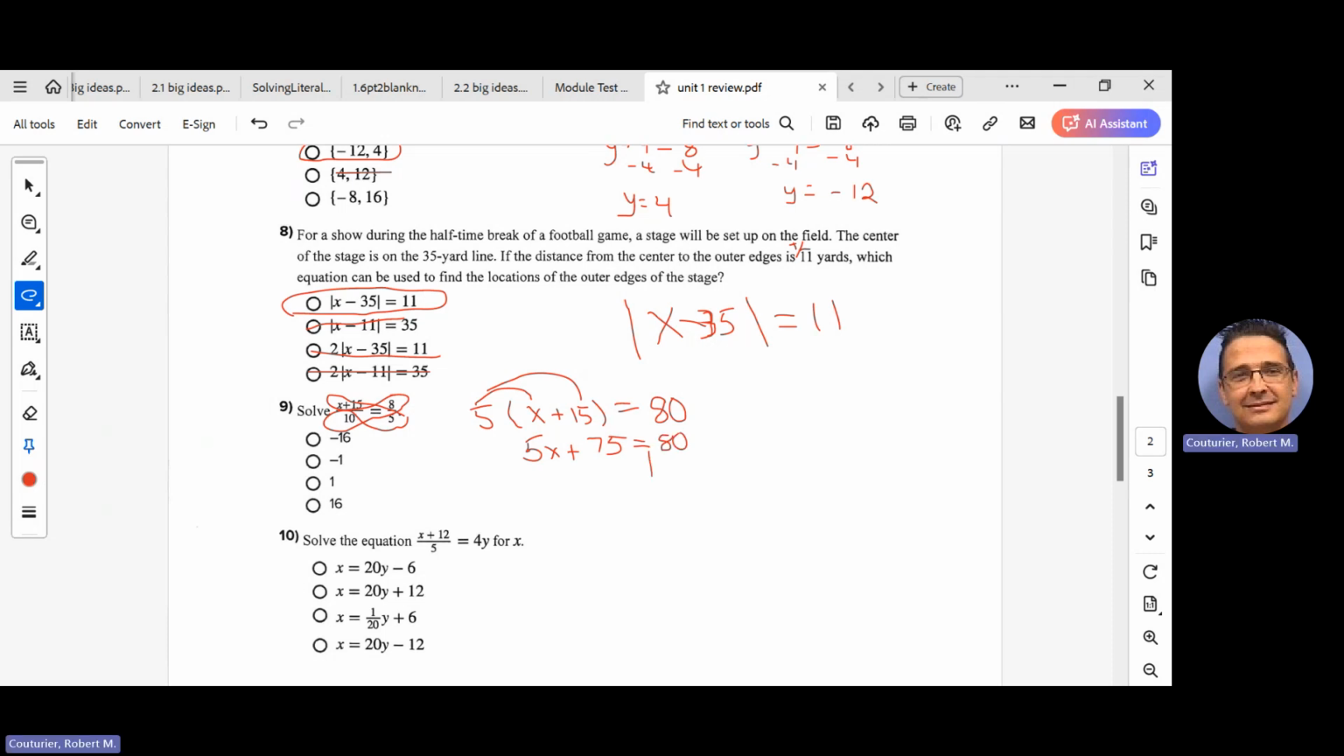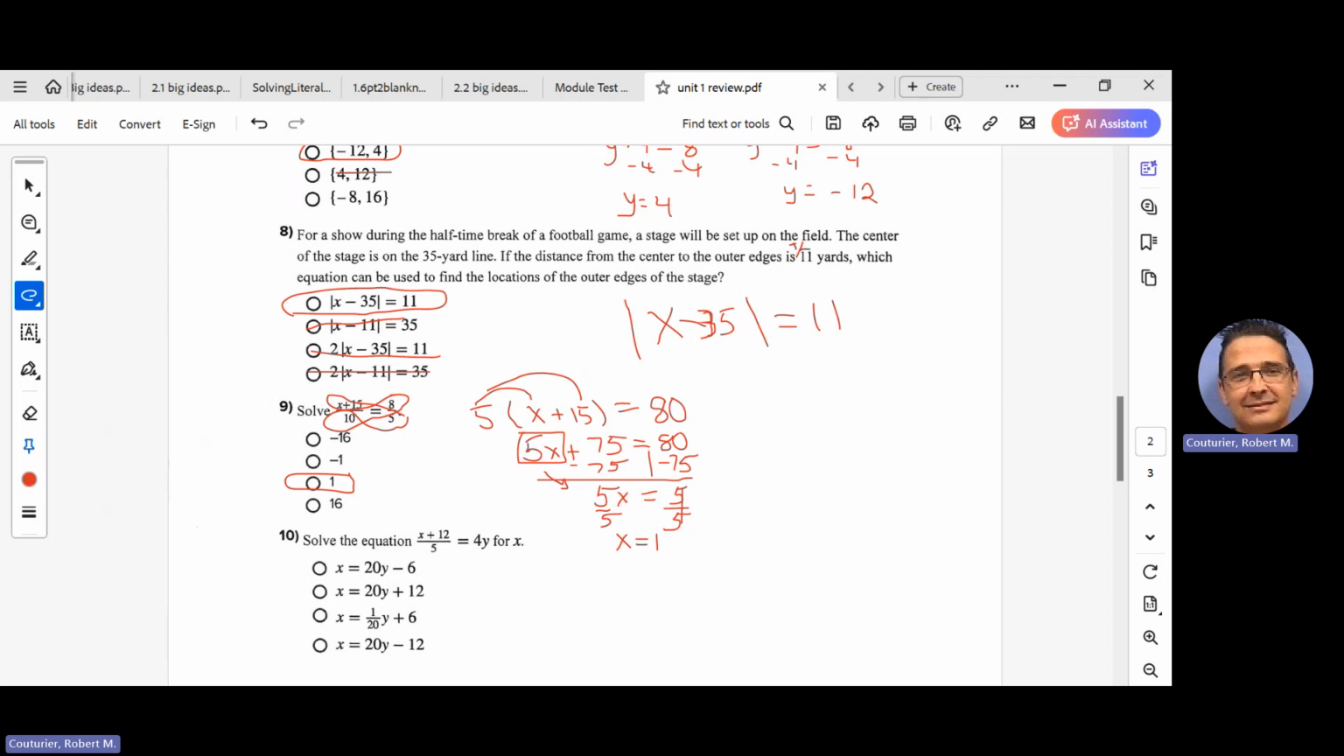Now it's a 2-step equation. This is what we're solving for. We need to get rid of that 75. Gives us 5 left. Bring it down. Being multiplied, so we divide to get rid of. X is equal to 1. There you go.